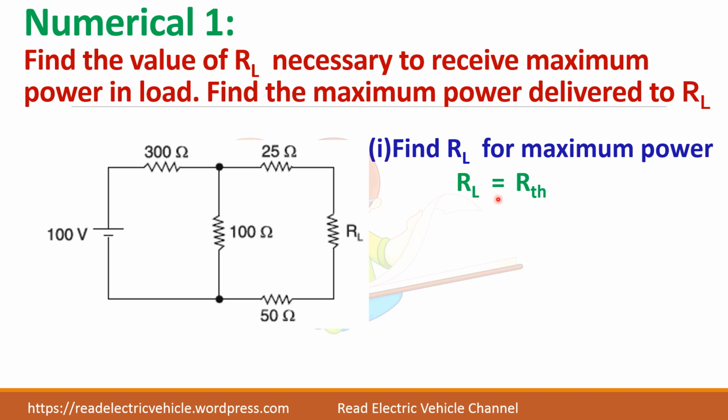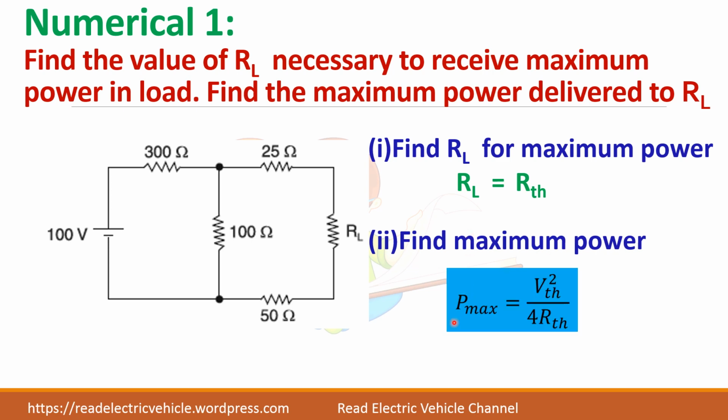It means that we have to find the Thevenin resistance. Then second question, we have to find what is the maximum power delivered to the load, that is how many watts. So the formula is P max is equal to VTH square divided by 4 RTH. So in general, we have to find both RTH as well as VTH, the Thevenin voltage and Thevenin resistance.